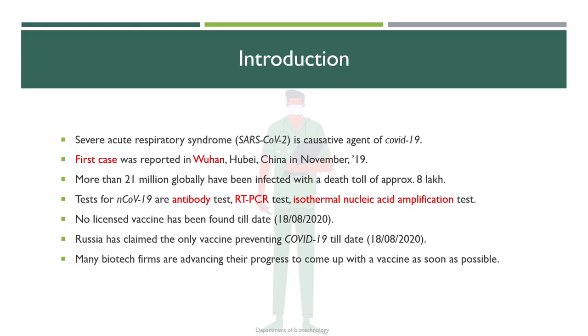Coming to the introduction. Severe acute respiratory syndrome coronavirus 2, SARS-CoV-2, is the causative agent of COVID-19. The first case was reported in Wuhan, China in November 2019. On March 11, COVID-19 was declared a pandemic by WHO. Tests being performed are antibody test, reverse transcription polymerase chain reaction test, isothermal nucleic acid amplification test, etc. No licensed vaccines have been found to date. Many biotech firms have been undergoing research since March 2020 to come up with effective vaccines.